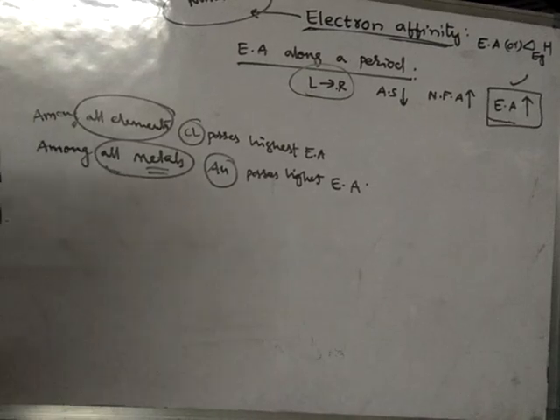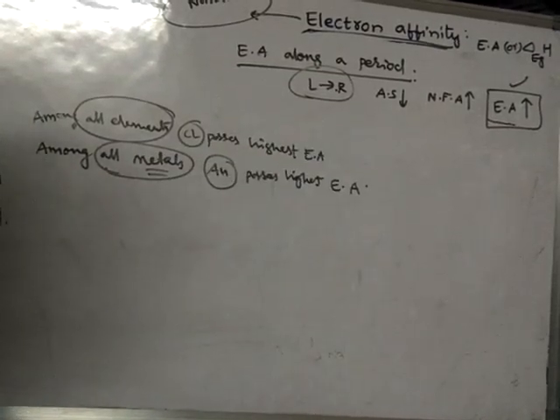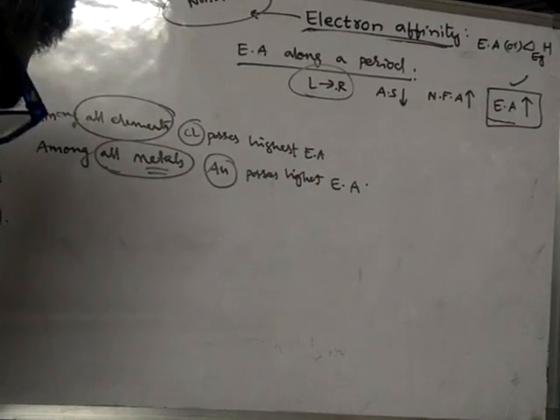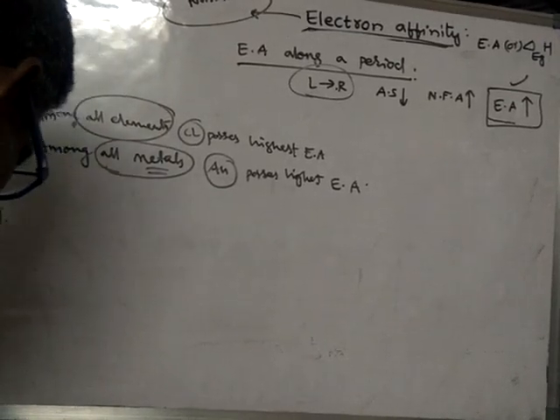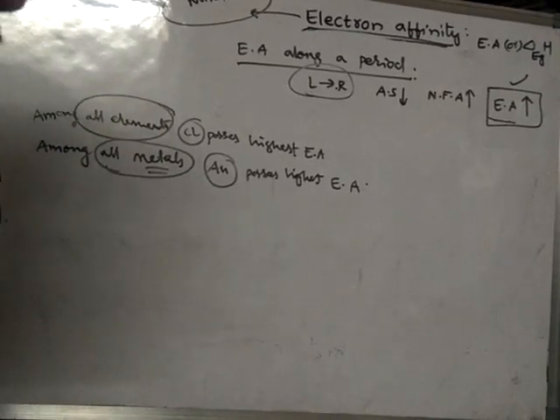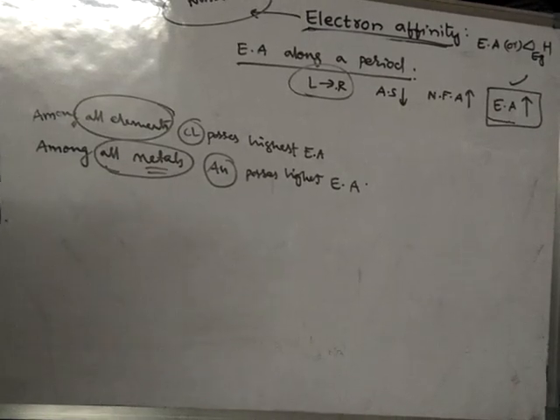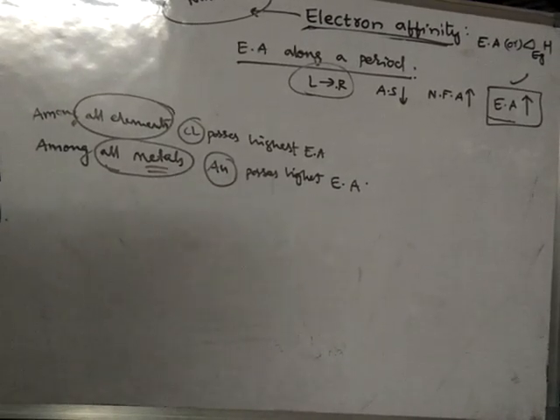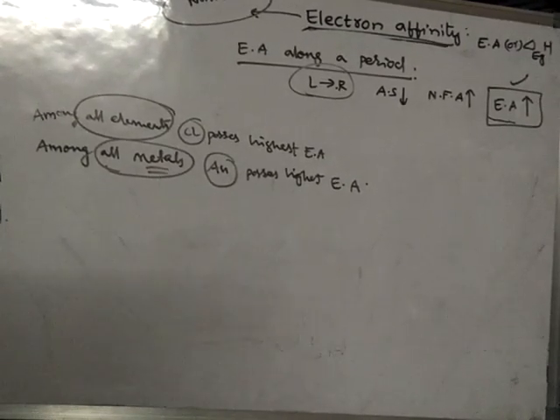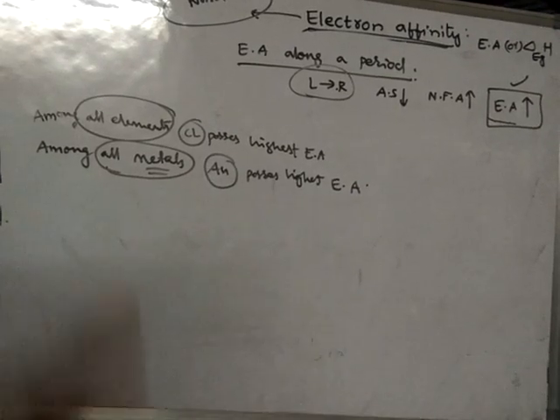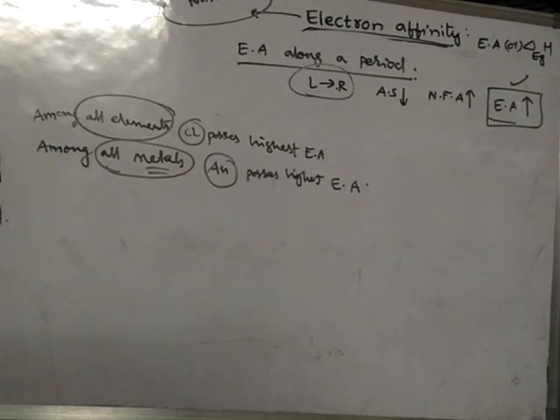With this, the concept of electron affinity is finished. In the next class, we will learn about the next periodic property, electronegativity. We will learn about electronegativity in the next session. So with this, electron affinity is finished.